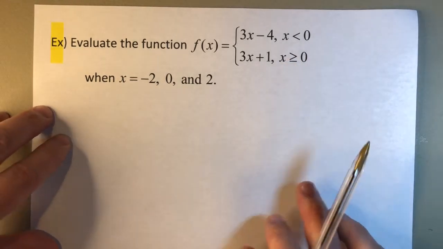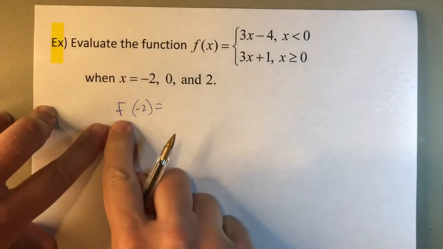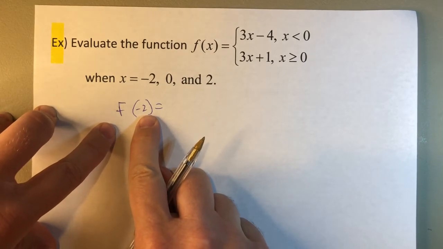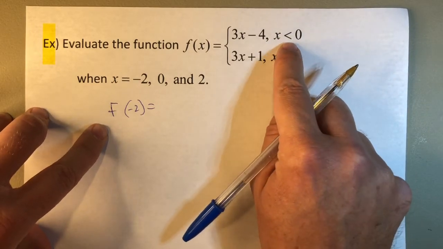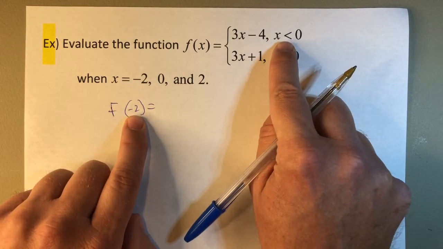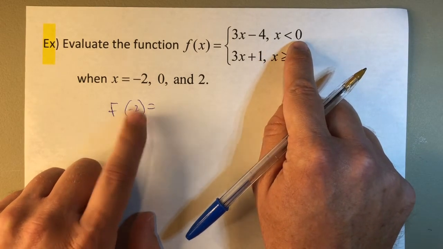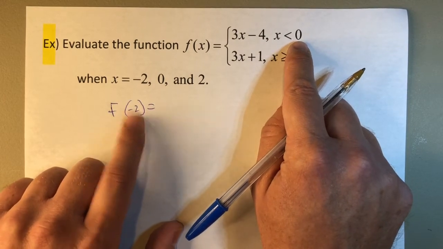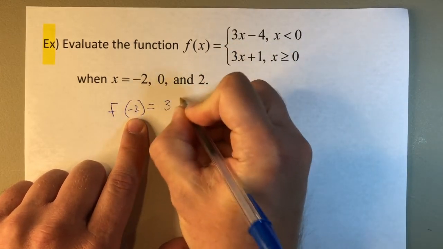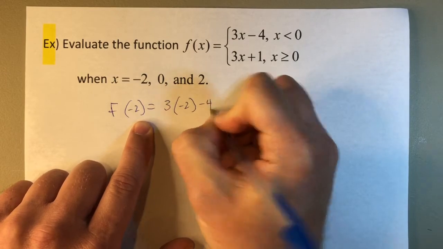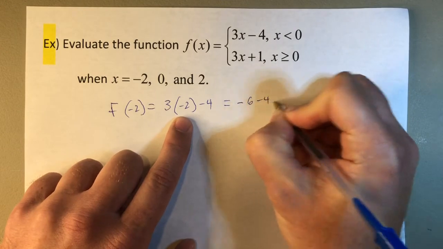Okay, so let's evaluate this function when x, first of all, is negative 2. So we'd write down f of negative 2. We're evaluating this function at this x value, negative 2. Well, in order to do this correctly, you have to look first at the restrictions. This is the one we're going to use. Why? Because x is less than 0, and we're evaluating it at negative 2. Negative 2 is less than 0. So we're only using this first piece. So that would be 3 times the quantity of negative 2 minus 4, which is equal to what? Negative 6 minus 4, so negative 10.